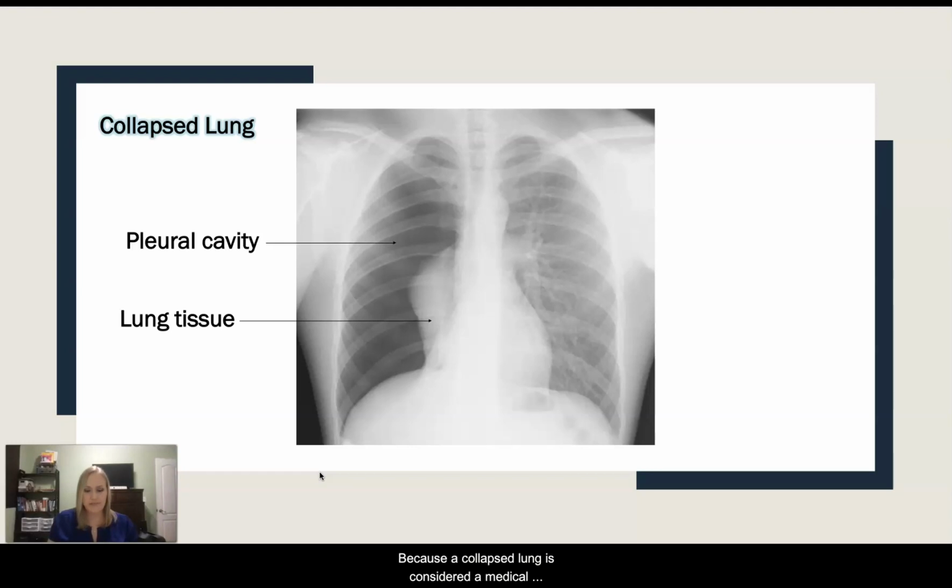Because a collapsed lung is considered a medical emergency, there are no absolute contraindications to a chest tube placement. However, there are factors to consider and to be aware of. A patient currently on anticoagulation therapy, conditions affecting a patient's coagulation cascade, and any previous thoracic surgeries must be noted. A chest tube should never be placed in the same spot twice, due to scar tissue formation from previous procedures.